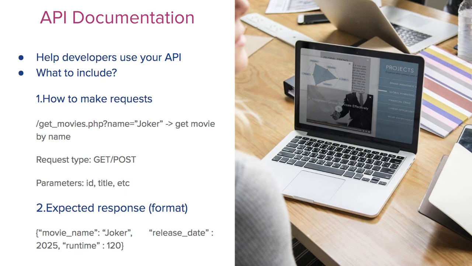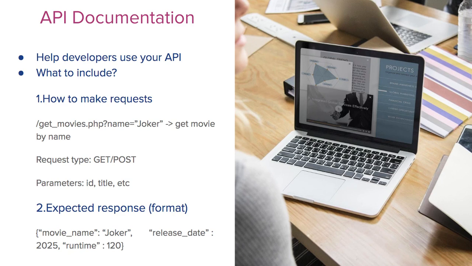So what do you need to include in your API documentation in order for people, users, or even developers to be able to use your API? Well, a good API documentation must include how to use your API, how to make requests specifically, and what is the response that they expect after they make a request. So for how to make a request, you need to give examples.